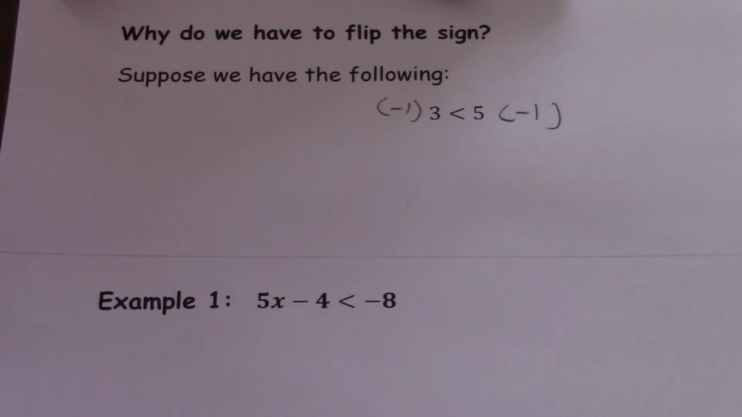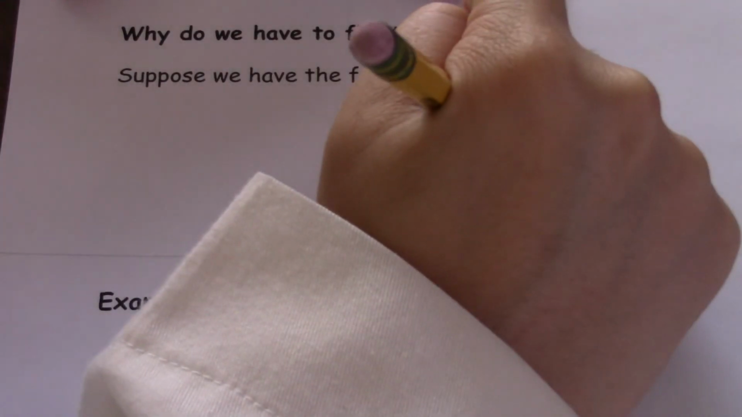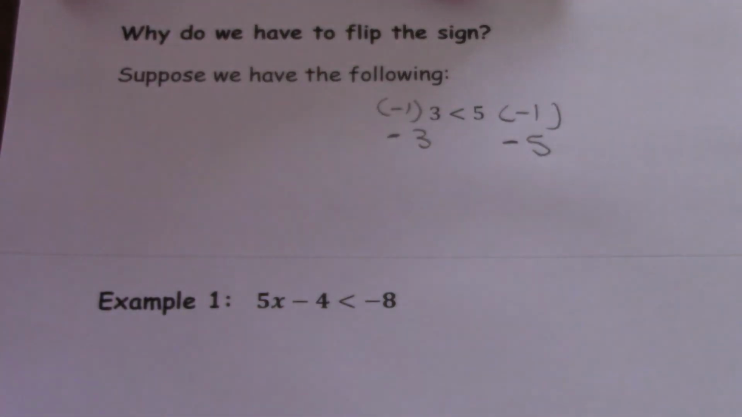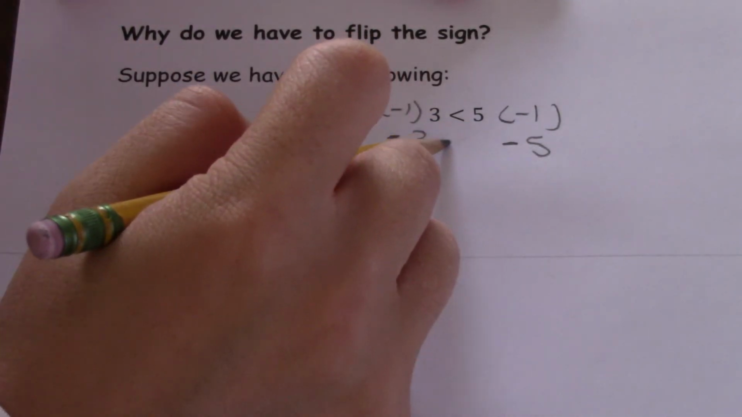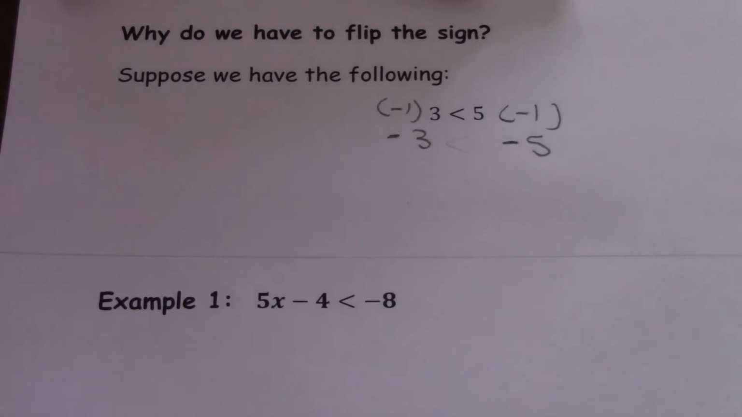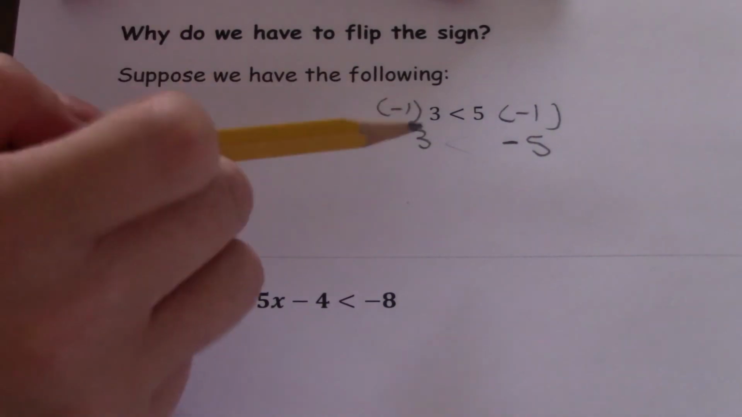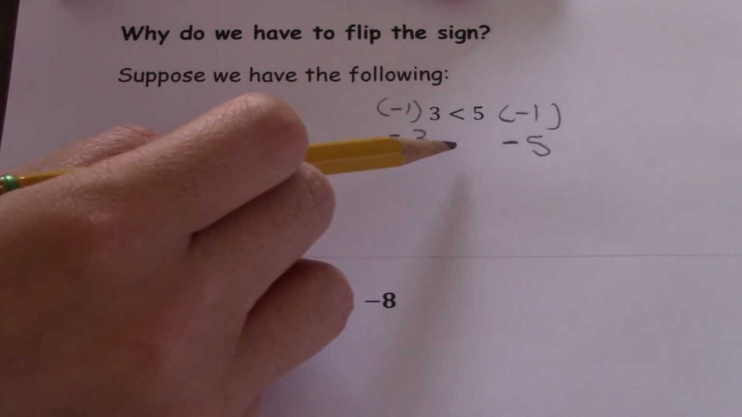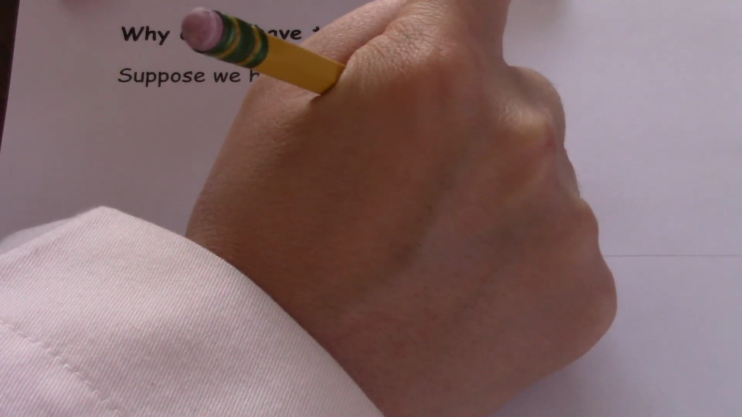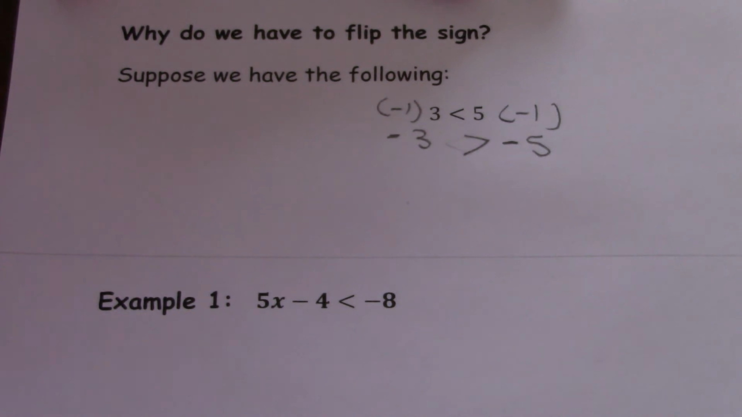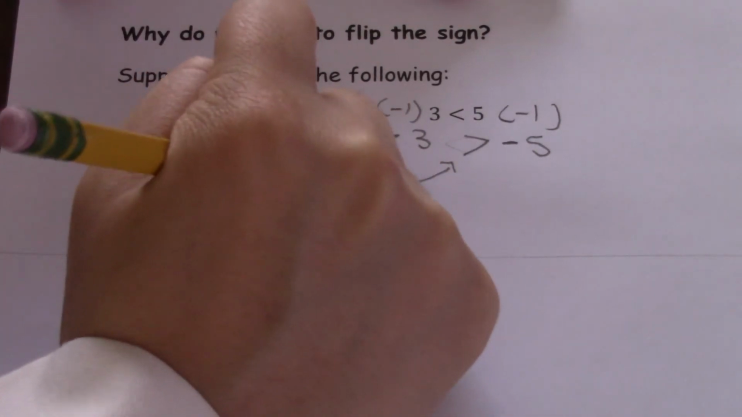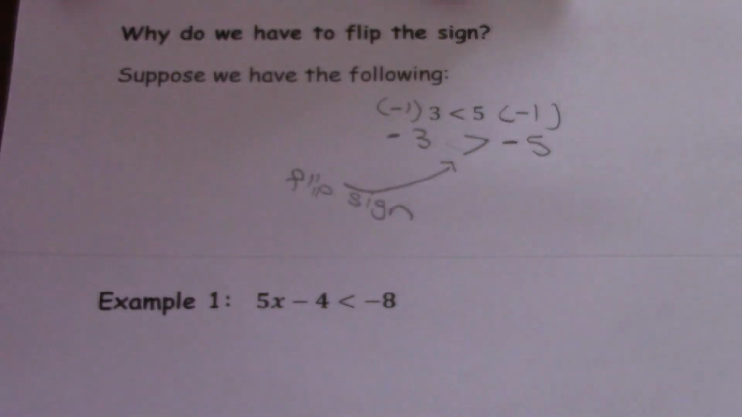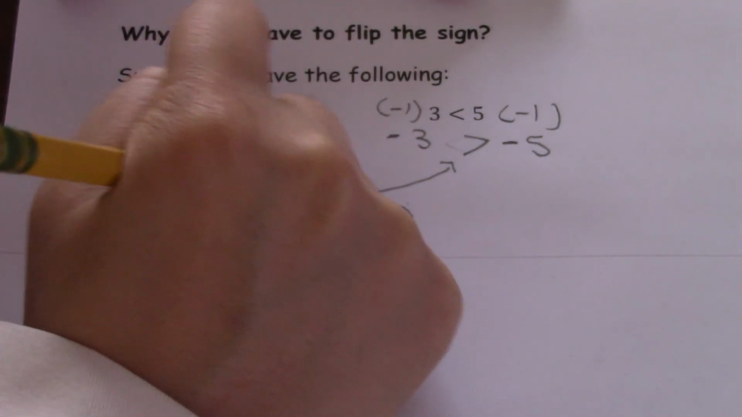Well, -1 times 3 is -3. 5 times -1 is -5. However, if I put a less than symbol right there, that's not going to make the inequality true because -3 is actually greater than -5. So to make this inequality true, I have to flip the sign. Okay, so make yourself a note: flip sign for inequality to be true.